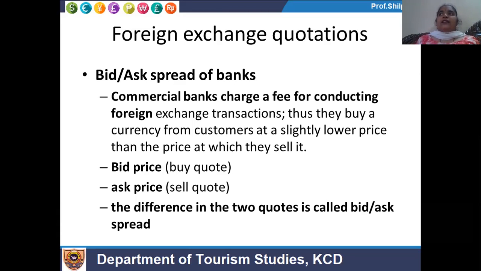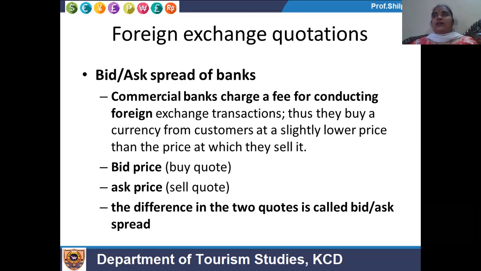Similarly, on the other hand, when you approach the bank to sell the currency, the price at which the bank is buying from you is called the bid price. Why is this difference needed? You may ask why such a difference in price is there. It is the commission or the profit for the banks as they are dealing with the currencies. So there is a slight difference in the price at which they buy and sell the currency, and this difference is called the bid and ask spread.